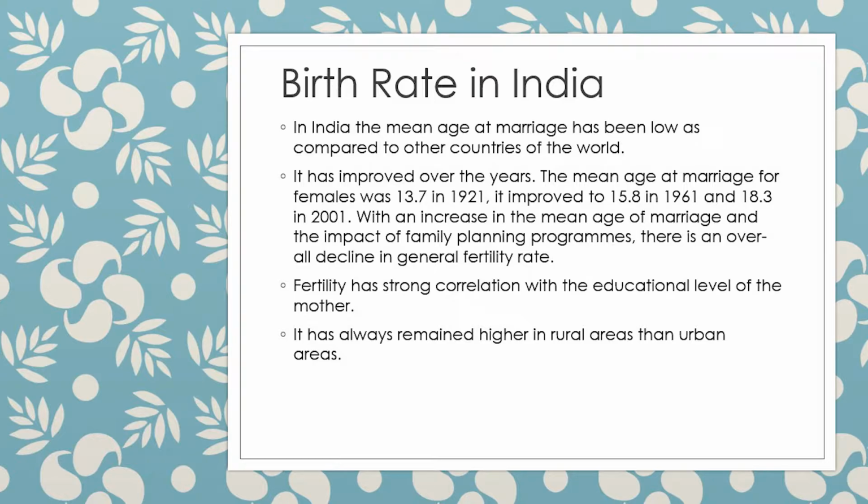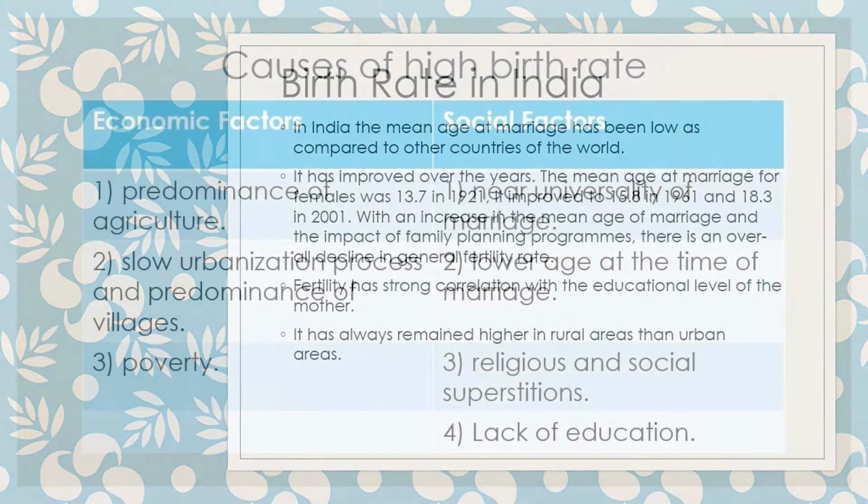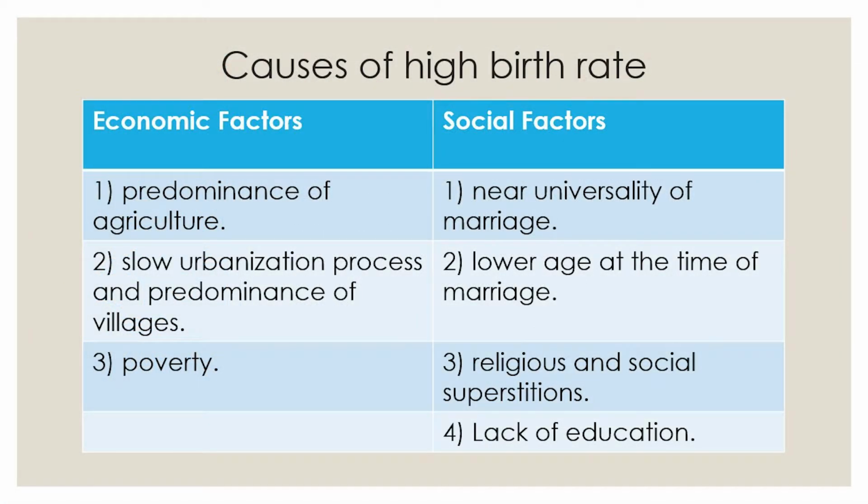Fertility also has a strong correlation with the education level of the mother. It has always remained higher in rural areas than urban areas. Now we're going to discuss the causes of high birth rate. It can be divided into economic factors and social factors. Economic factors include predominance of agriculture, slow urbanization process, and poverty. Social factors include near universality of marriage, lower age at the time of marriage, religious and social superstitions, and lack of education.